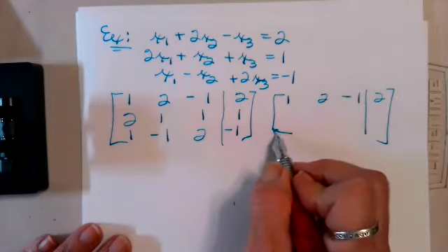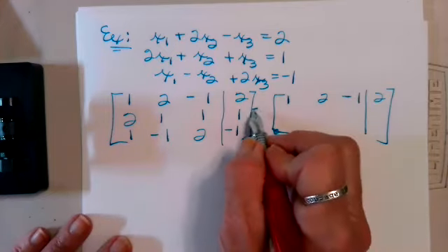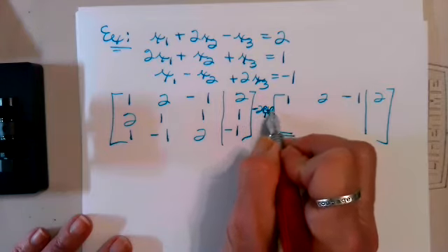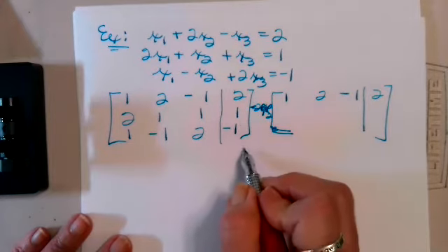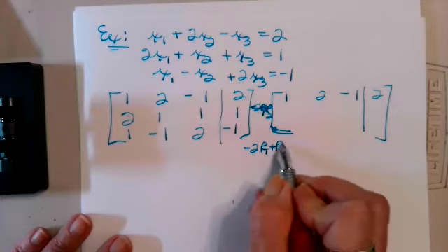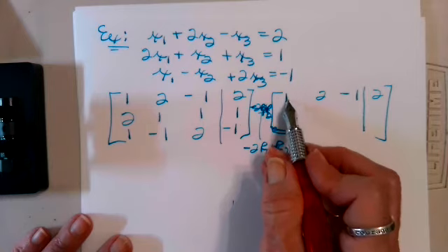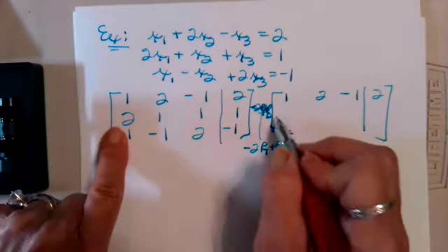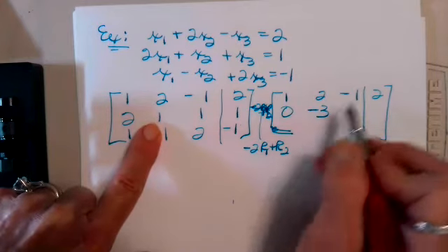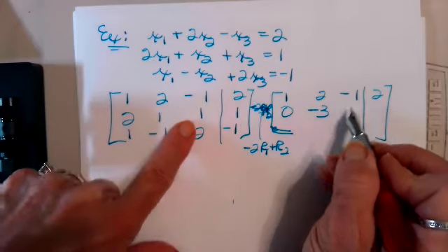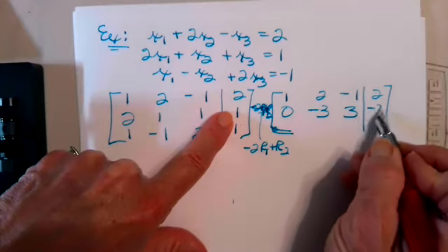Sorry, that should be a little bigger. But to get rid of the 2, to make the 0, I say minus 2 times row 1 and add it to row 2. I'm going to place that in that second row. So minus 2 times 1 is minus 2, and you add it to 2, you get 0. Then you get a minus 4, and 1 is minus 3. And then I get plus 2, and 1 is 3. And then I get minus 4, and 1 is minus 3.